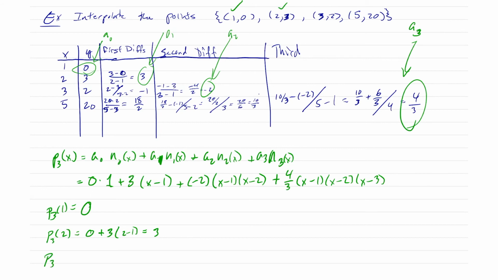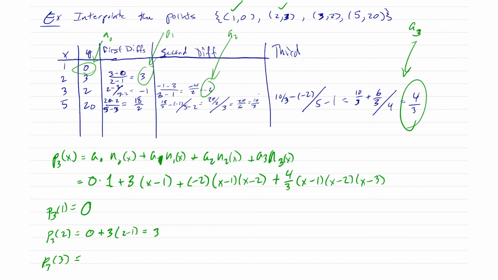All right, now we have P3 of 3, and that should give me 2. And so let's see, it's going to be 0 plus 3 times 2 plus negative 2 times 2 minus 1 times 3 minus 2. And so what does that give me? It gives me 6 minus 2 times... did I make a mistake? Let me go back and check that. All right. Stay focused. Don't panic. Everything's okay. So we have P3 of 3 should be giving me what?